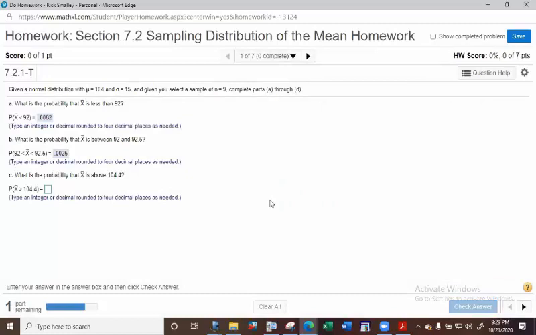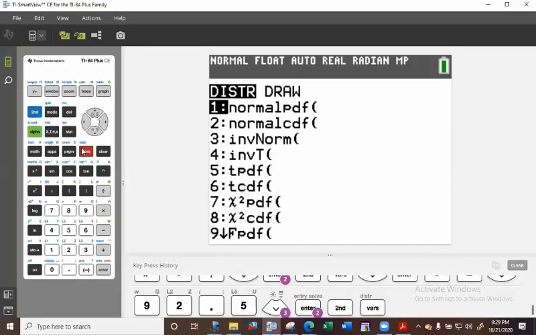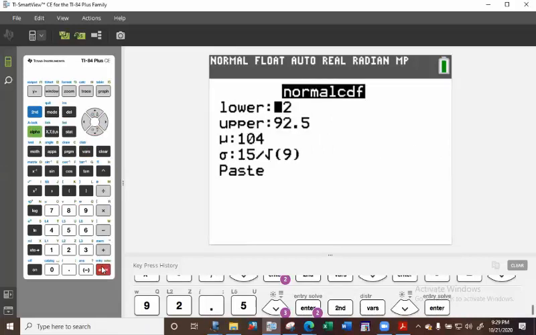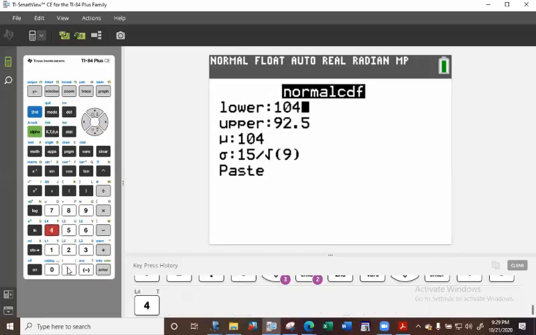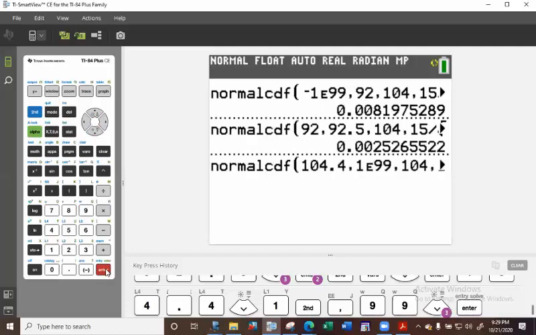Well done. Above 104.4. So the lower will be 104.4, and it's heading toward positive infinity. So it's going to be 1 E to the 99. 0.4681.